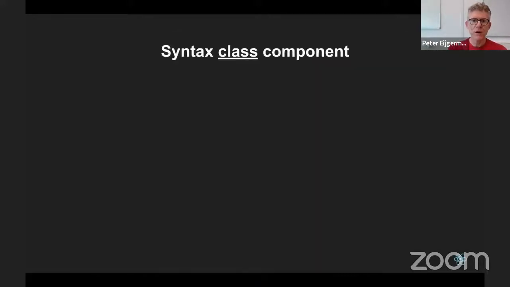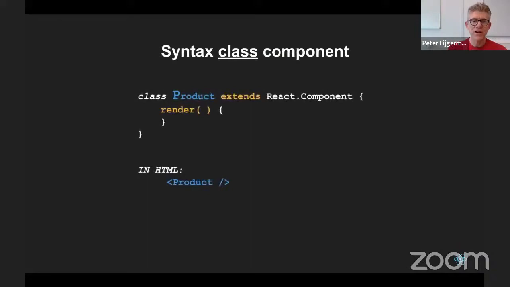Let's first talk about what is a class component. Here I show you a very simple component with class, and you give it a name always with a capital letter. It extends from React.Component, so we can use all the logic from React Component to make a component. We have to implement a render method. I will show you later what is inside of it. And we can instantiate this component in the HTML via this tag.